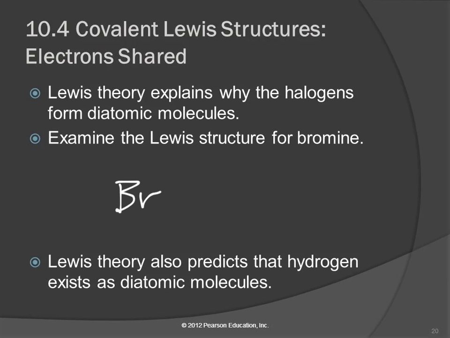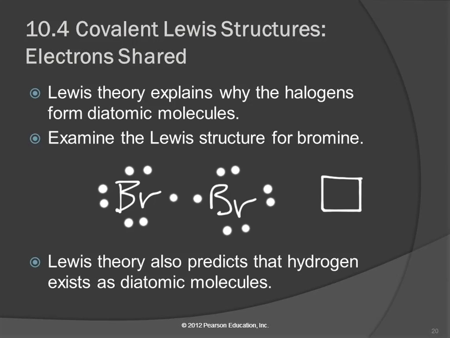So here's one bromine atom, and here's another bromine atom. How many valence electrons does bromine have? 7. 1, 2, 3, 4, 5, 6, 7. 1, 2, 3, 4, 5, 6, 7. Remember, we're making these dots on the top, the bottom, the right, and the left. So you can kind of envision it being a square, right? And this is where the electrons can go.